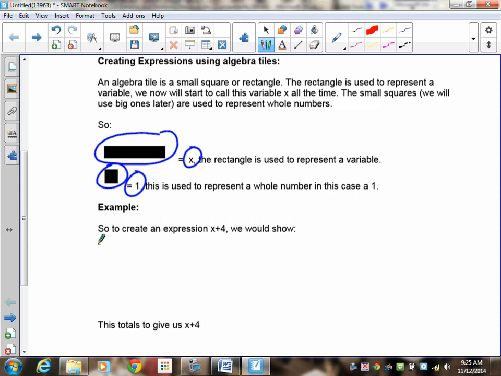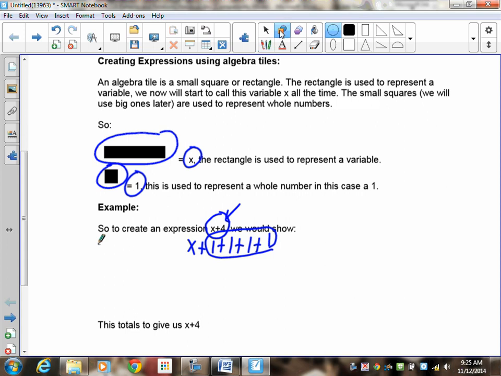Well, if you take a look at the expression x plus 4, and we break it up into pieces, this is really x plus 1 plus 1 plus 1 plus 1. This is the 4 that you see right here. So we need to create the tiles that show x and 1, 1, 1, 1. So what you do is you get your pencil and you grab the x right there. There's an x tile, long rectangle. And you have to show 1, 2, 3, 4. And that really is all there is to it.